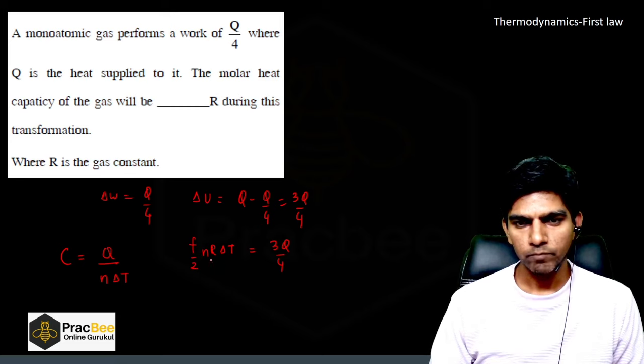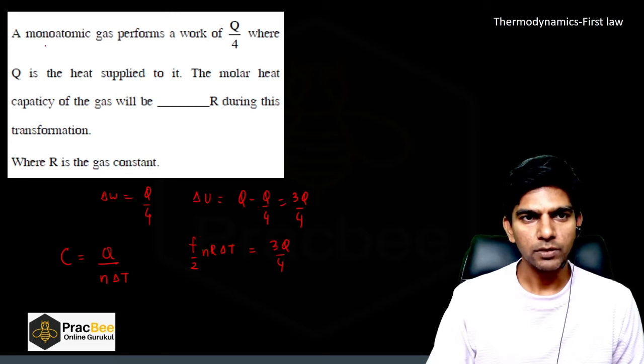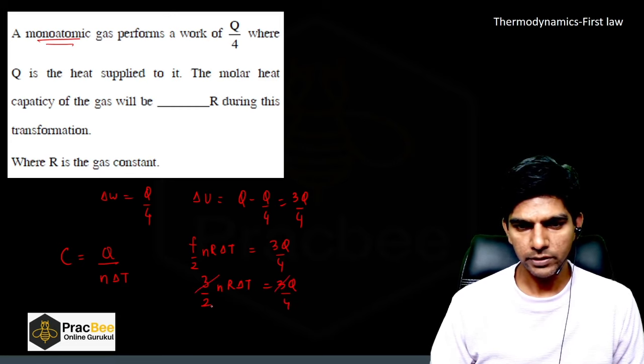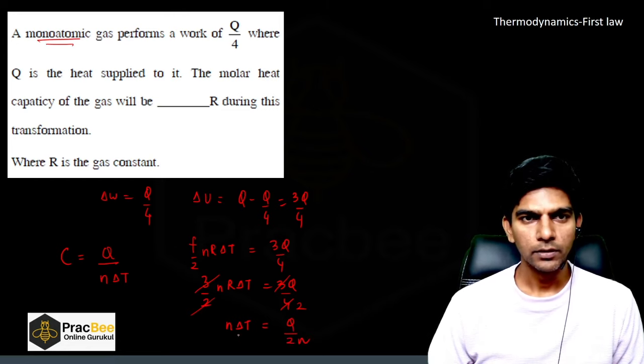So from this equation, we have nR delta T, right? And we are given a monatomic gas, so F will be 3. So 3 by 2 nR delta T is equal to 3Q by 4. So this 3 will get eliminated, and this will give us 2 here. So we can see that n delta T is Q by 2R.